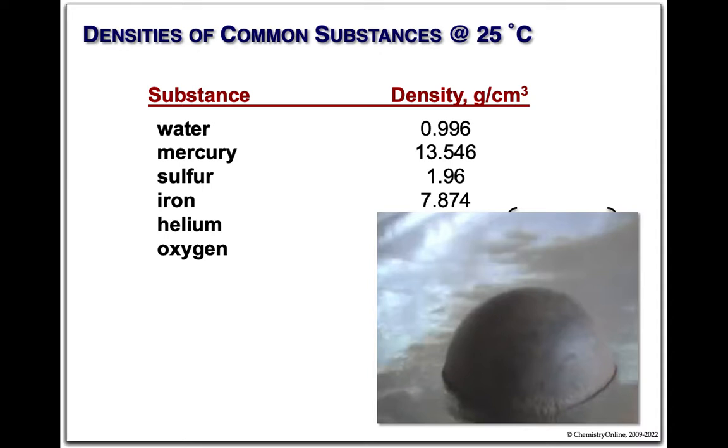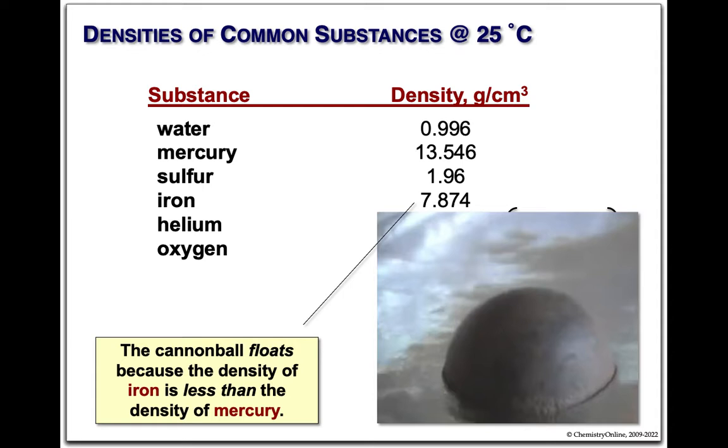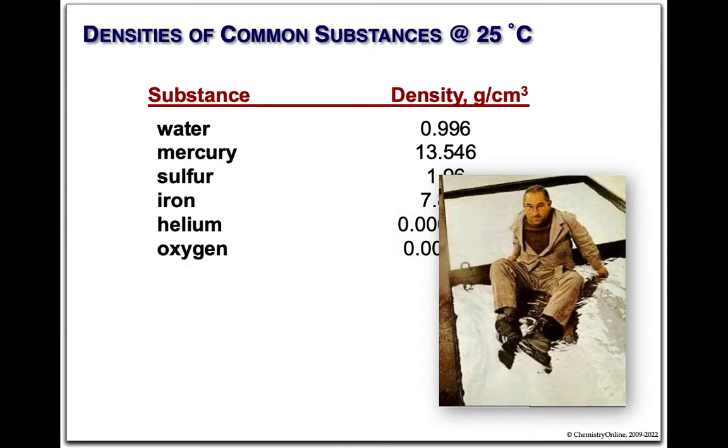Why? Because the density of iron is 7.8. Mercury is 13.5. The less dense object floats. Now, people have a density slightly less than water. So you can actually sit on a big puddle of mercury.